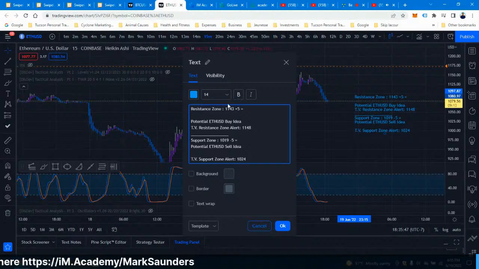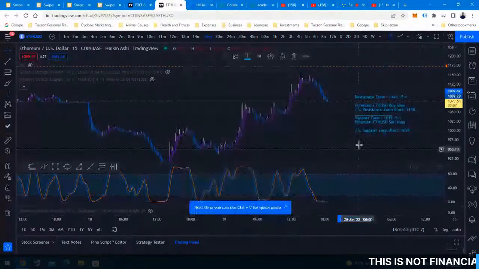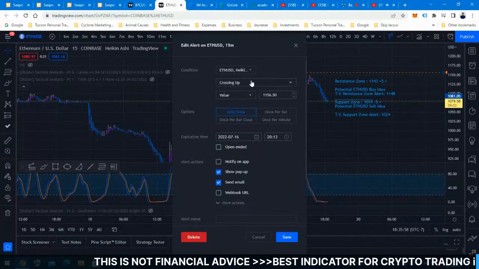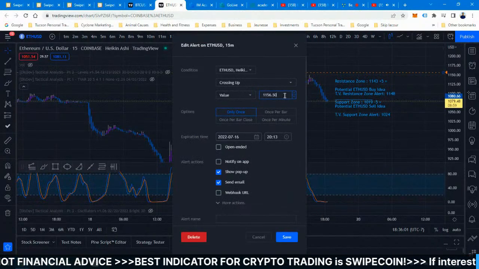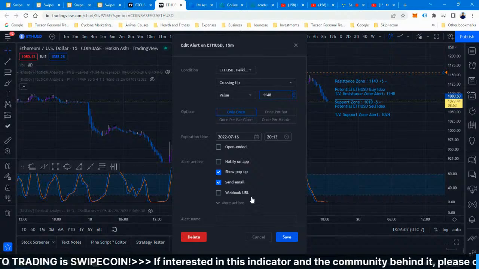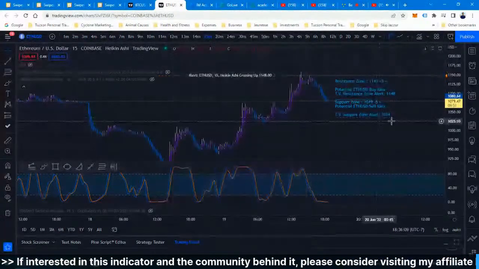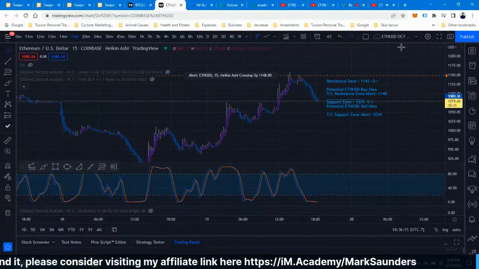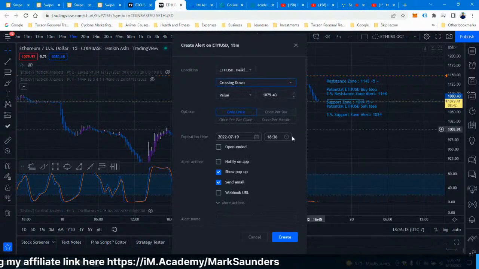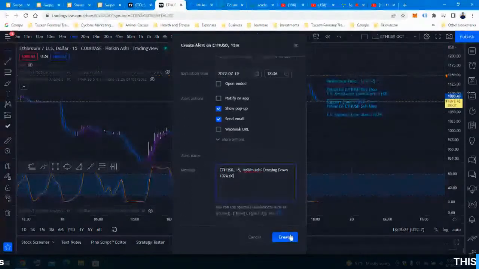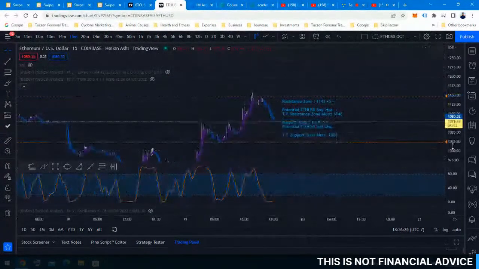Put our form in because we're being organized and professional. Okay, so that's our numbers. So I'm going to change this particular notification. Crossing up is the alert that we're setting. I'm going to set it for 11:48. So if it goes up and hits it, we'll get a notification. Crossing down, 10:24. Create. Boom. All right, we are now set.